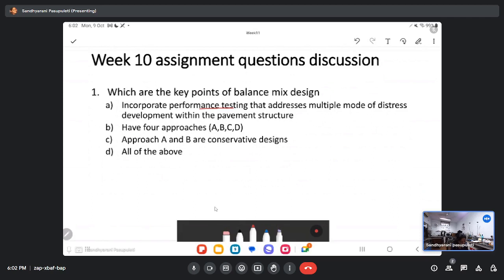In addition to that, we have four approaches. Yes, we have four approaches for balanced mix design. And the third option is approach A and B are conservative designs. Yes, approach A and B are conservative designs because we still satisfy the volumetric parameters. In addition to that, we try to satisfy the performance parameters. Therefore, these two approaches are more conservative designs. So, all of the above is the option.